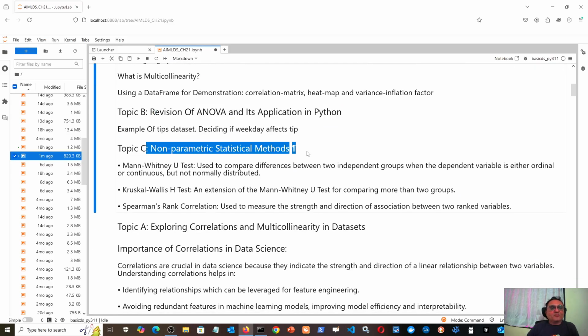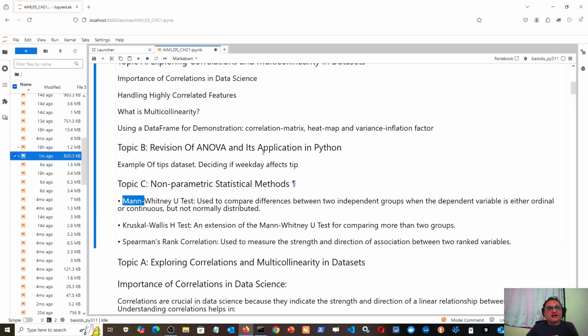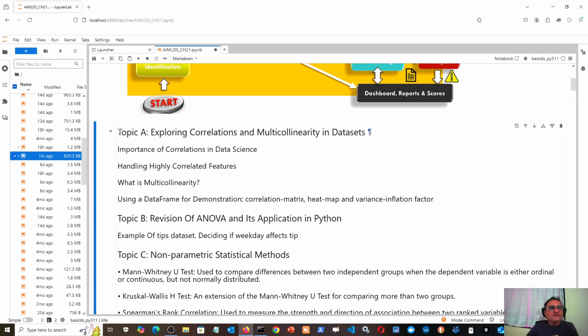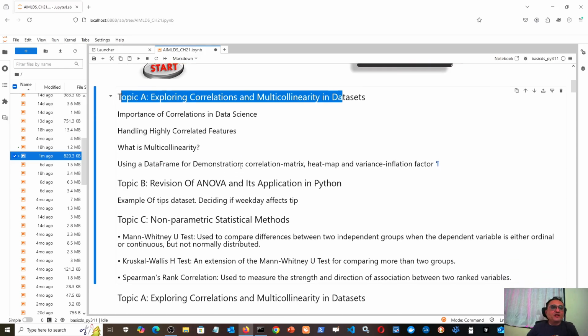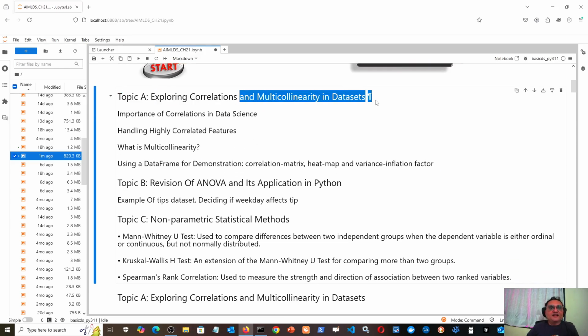And topic C is some non-parametric statistical tests. Non-parametric tests are those which are useful when the central limit theorem is not applicable. That is, some of the assumptions of the central limit theorem are violated, and at that time, parametric tests do not work, so non-parametric tests are to be used. Now, at present, we are doing this first part, exploring correlations and multi-collinearity in the data sets.